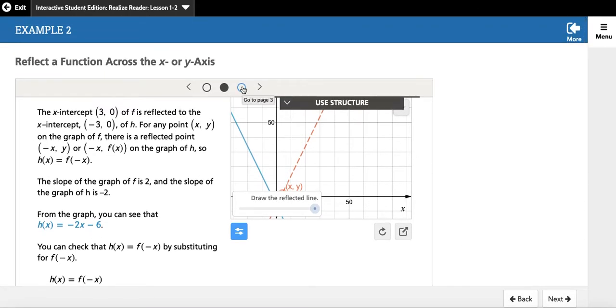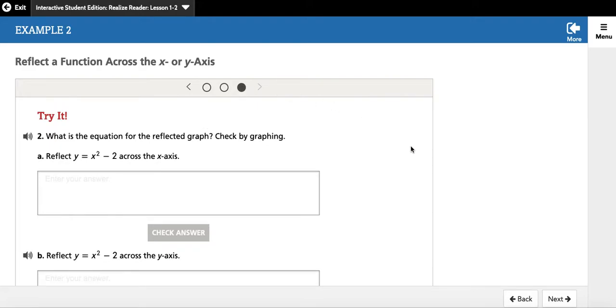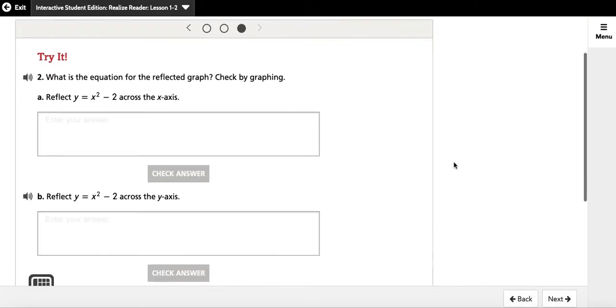Now we're going to apply that to 2 problems, I think. For try it, they're wondering what's the equation for the reflected graph if they reflect y equals x squared minus 2 across the x-axis, and what is it if we reflect x squared minus 2 across the y-axis.